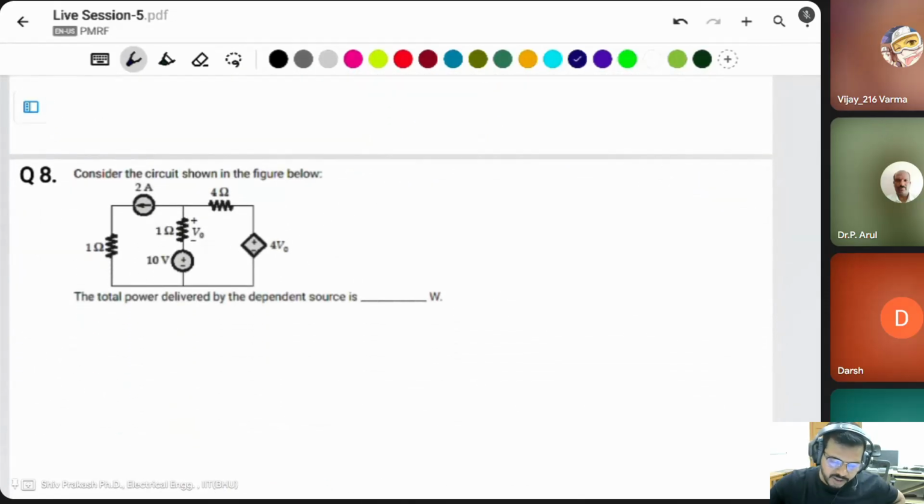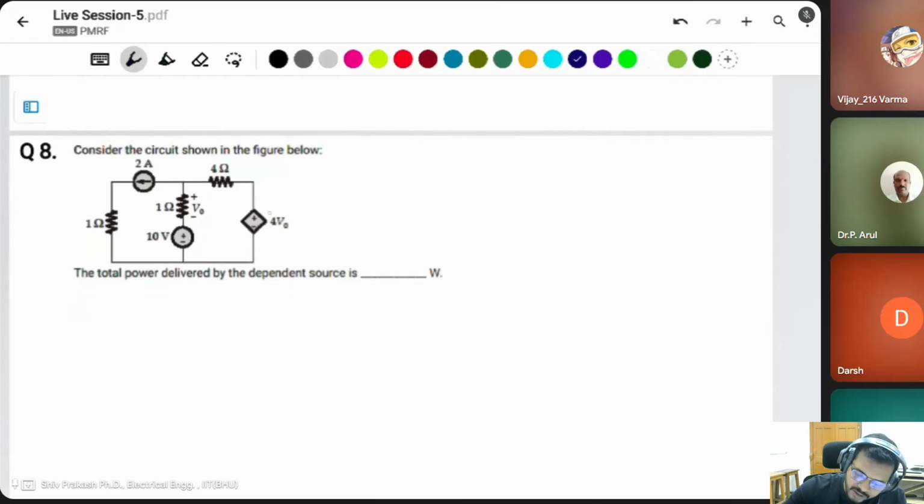The next question is, consider the circuit shown in the figure below. Find the total power delivered by the dependent source. This is the only dependent source, and we have to find the total power delivered from it. Power delivered means the current flowing through it. We have to find the current and voltage.